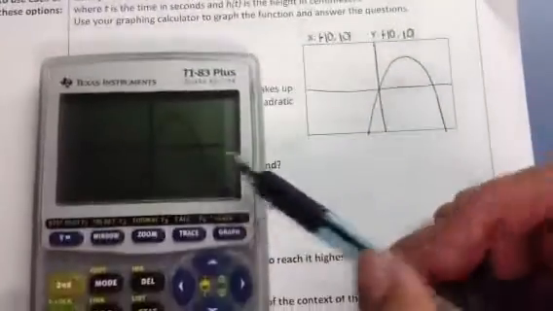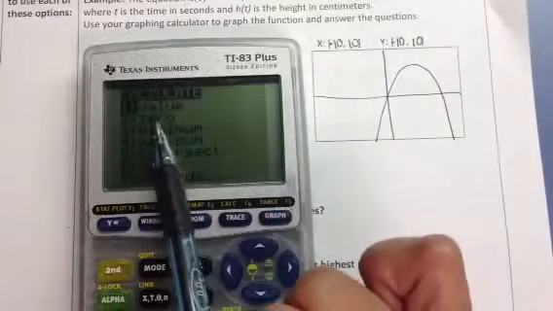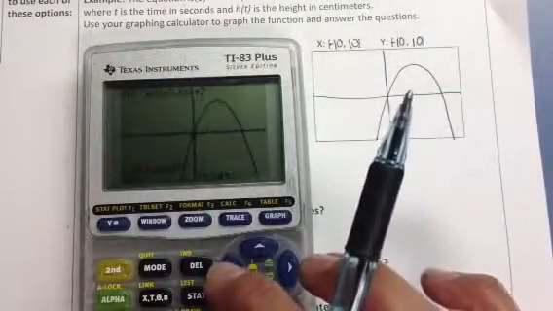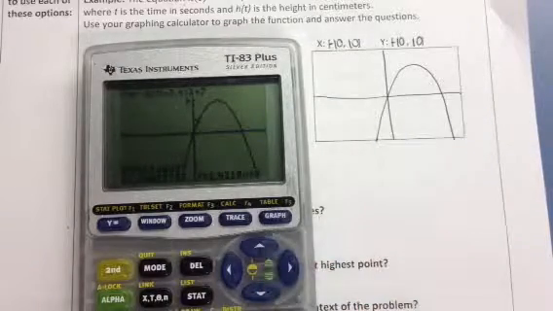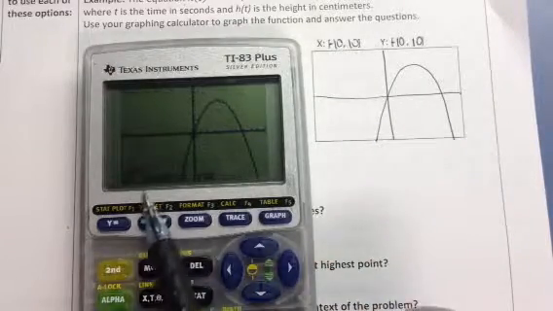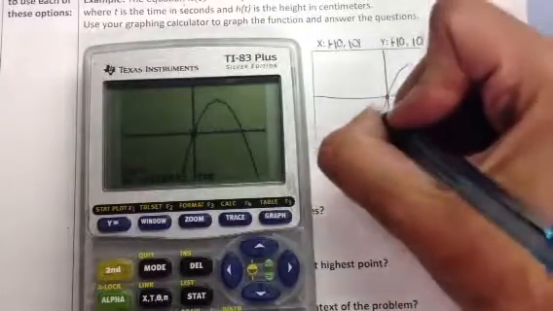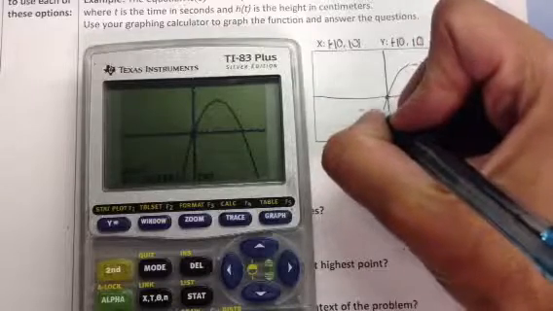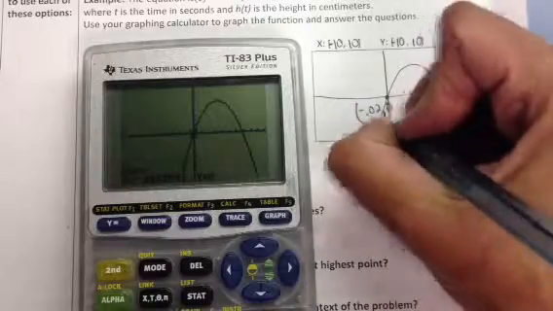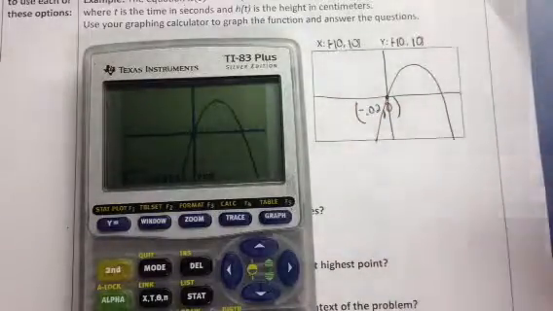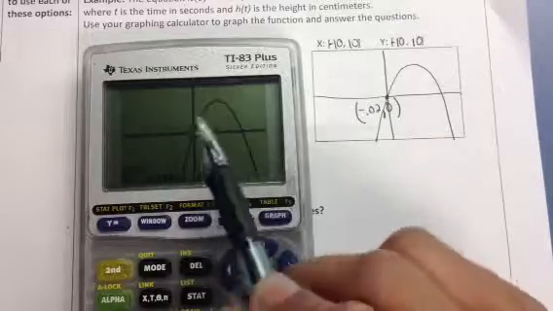So first I'm going to start with my zeros. So go to second trace, choose 0, trap it on the left, so a little bit below, move it above so it's somewhere on the right. And it's not quite 0, 0, but it's pretty close. So this is negative 0.02, I'll round it, and 0. So that's my y-intercept. It's also my x-intercept. And then, actually, it's just my x-intercept.